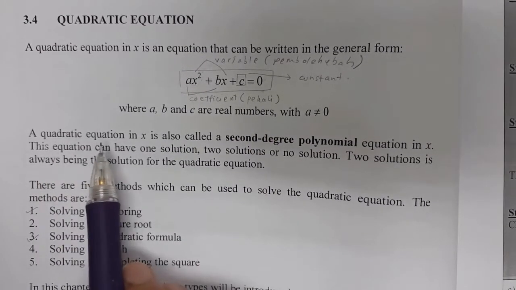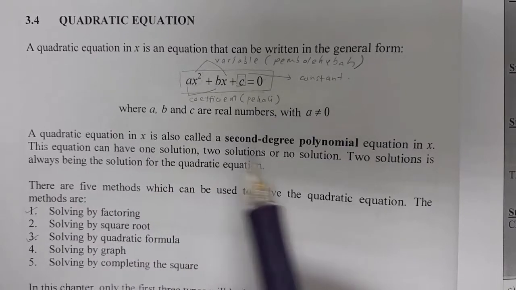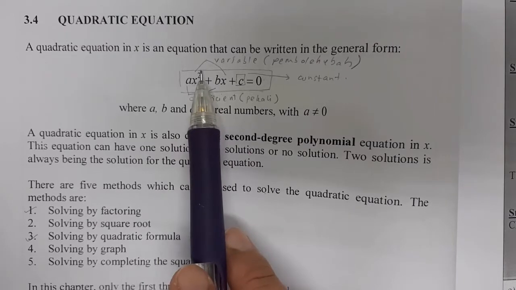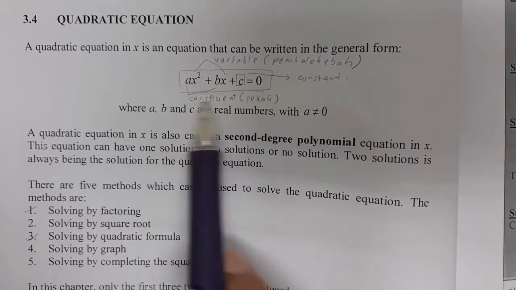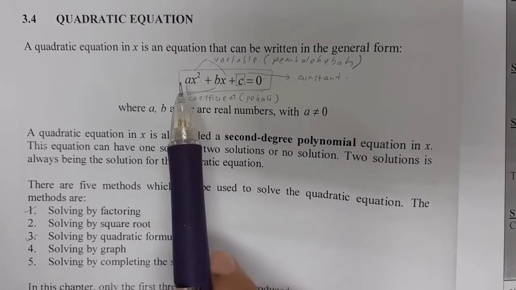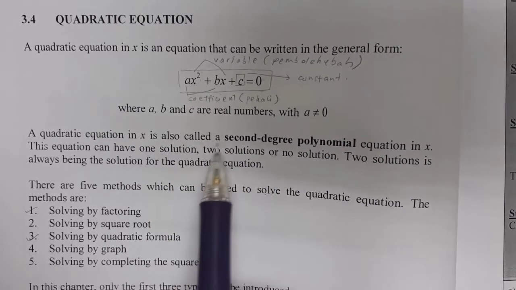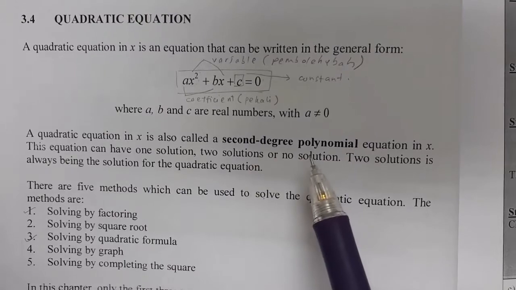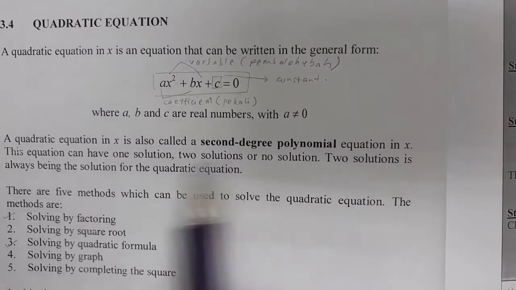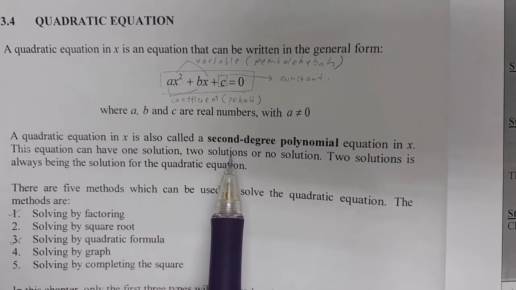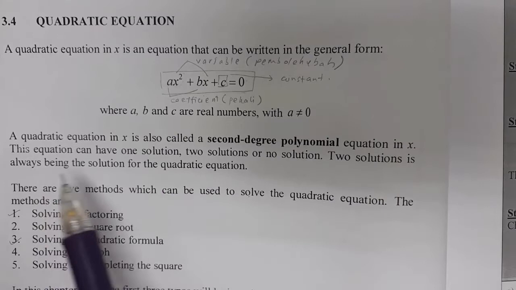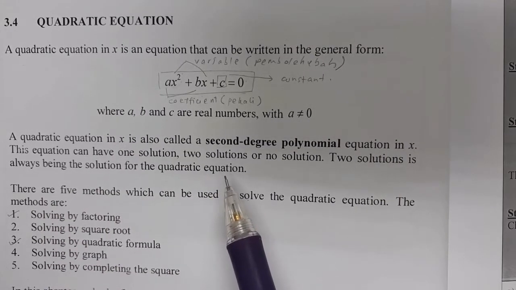Okay, a quadratic equation in X is also called a second degree polynomial. Kenapa second degree? Kerana degree yang tertinggi dalam equation ni adalah X kuasa 2. Okay, yang tertinggi adalah X kuasa 2. Sebab tu boleh juga dipanggil sebagai second degree polynomial equation in X. This equation can have one solution, two solution or no solution. Two solution is always being the solution for the quadratic equation.